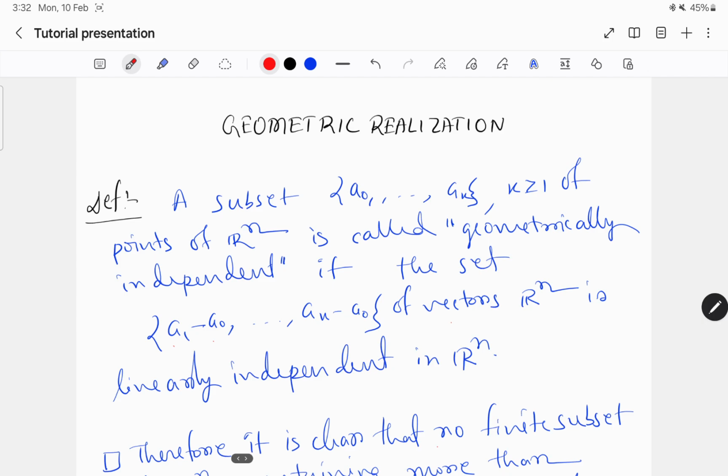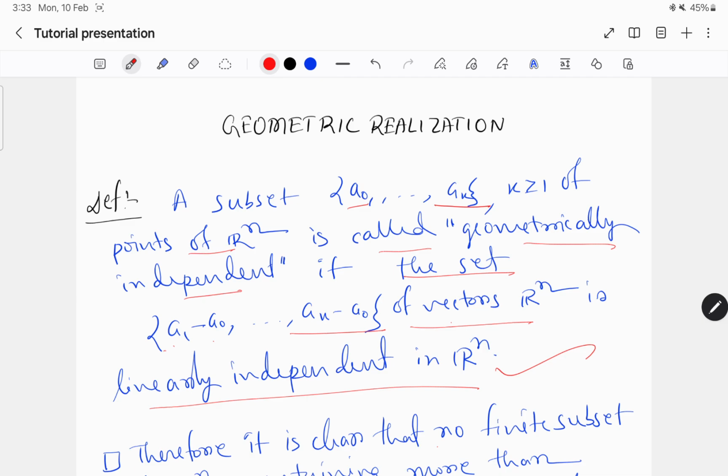Now, from the combinatorial data of an abstract simplicial complex, we'll construct something geometric, which is called the geometric realization of an abstract simplicial complex. To understand what a geometric realization is, we first need to define what is called a geometrically independent subset of R^n. A finite subset A0 to Ak of points in R^n is called geometrically independent if the set of vectors A1 minus A0 to Ak minus A0 in R^n is linearly independent in R^n.